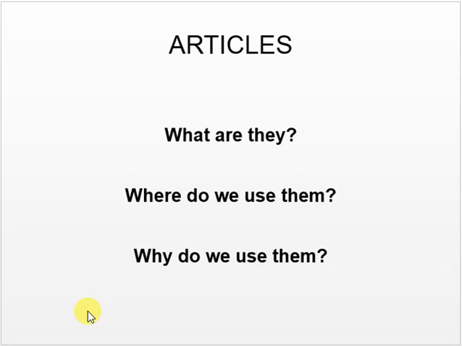So today we're going to go through a short video and we're going to tell you what they are, where we use them, and why do we use them. So these three main areas.